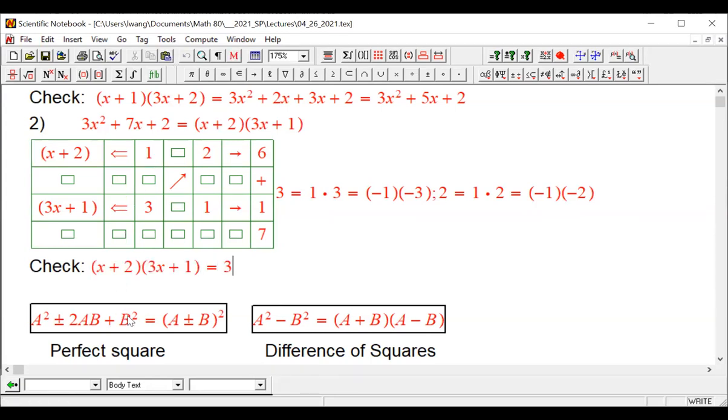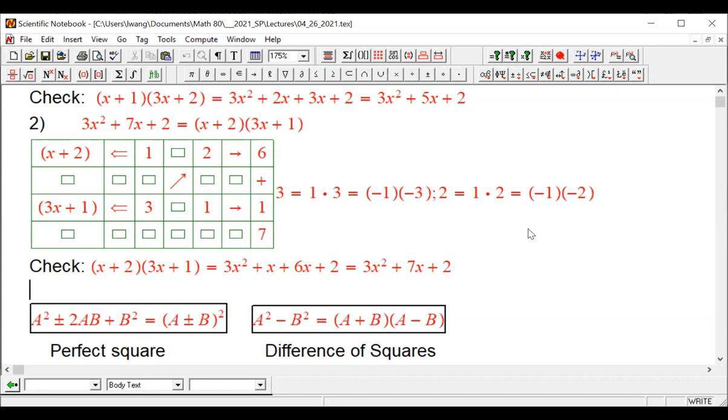So 3x squared. X times 1 is x. 2 times 3x is 6x. And 2 times 1 is 2. Finally, we have 3x squared plus 7x plus 2.